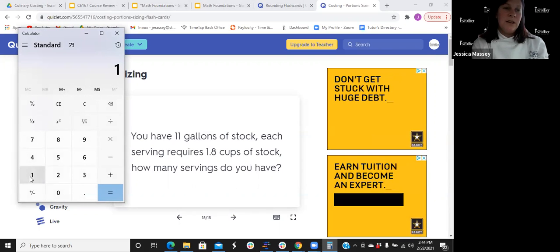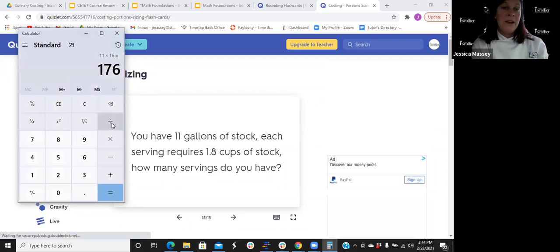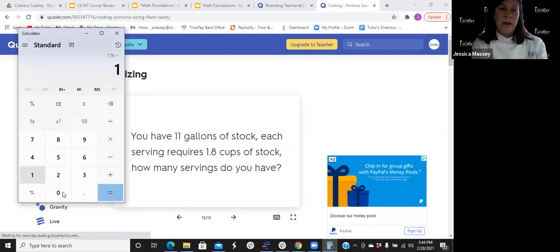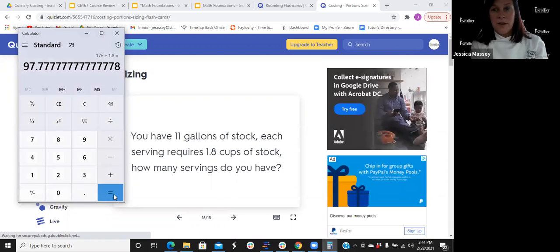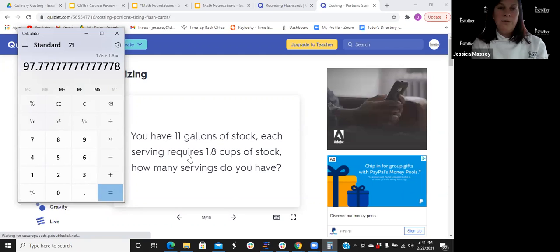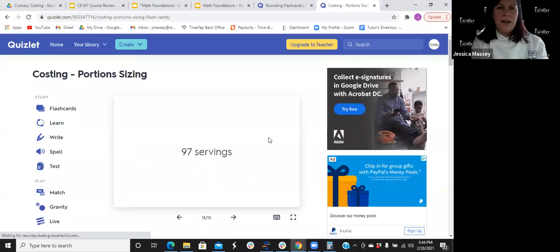So if you have 11 gallons and you know there's 16 cups in a gallon, you multiply it by 16, we have 176 cups in 11 gallons. Are you with me here? This one's a little harder. So now that we know we have 176 cups, we take that and divide it by 1.8, because we have 1.8 cups in each serving. This gets us 97.777778. Again, we're dropping it off and we get 97 servings. That one was a little harder. How are you guys feeling about that?